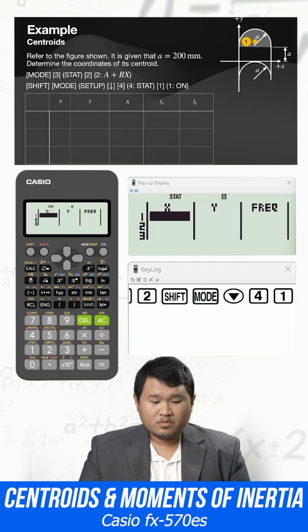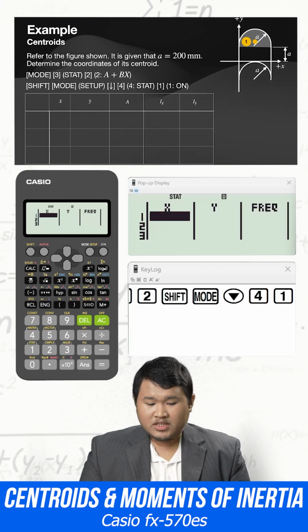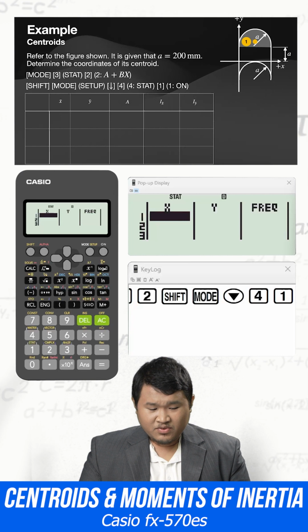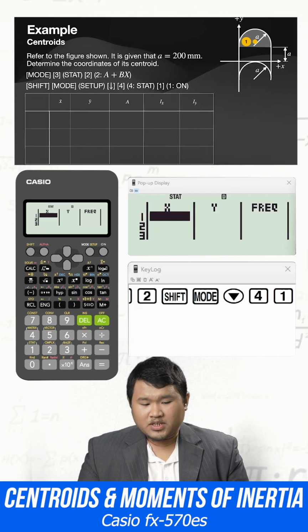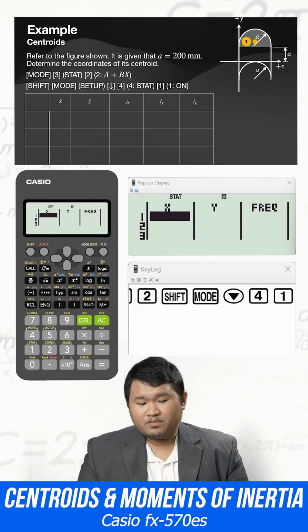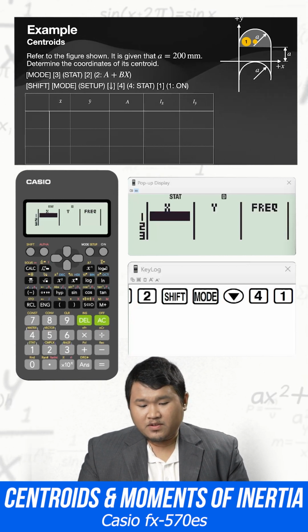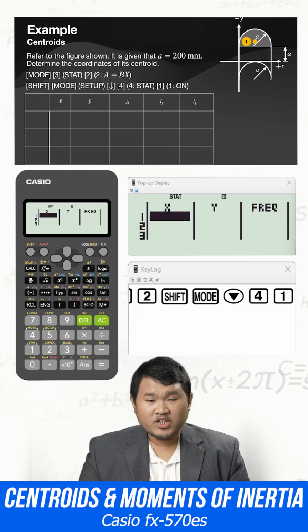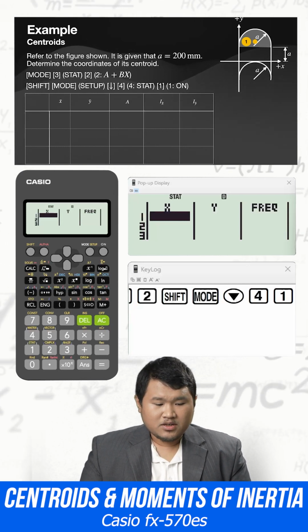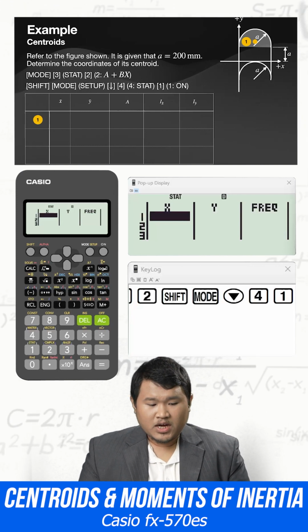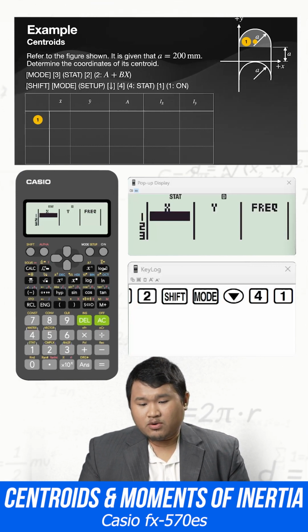Now, we have 5 columns here. Only the first 3 will be inputted in the calculator. We have the x coordinate of the centroid of each shape, the y coordinate of the centroid, and the area of each shape. And then for the 4th and 5th columns, we have the centroidal moments of inertia about the x and y axis.